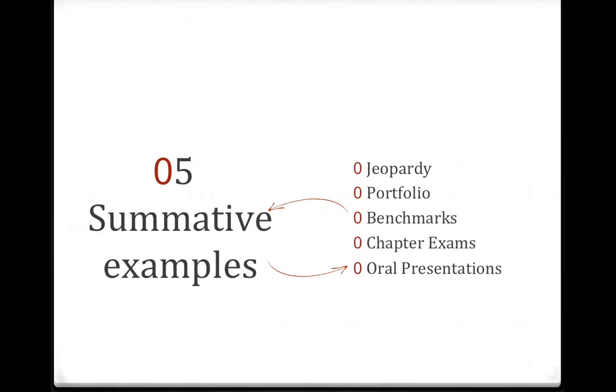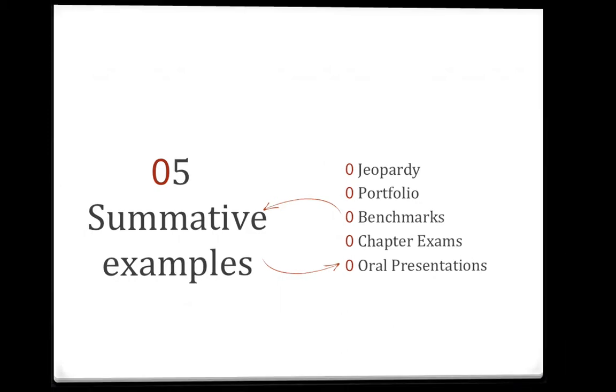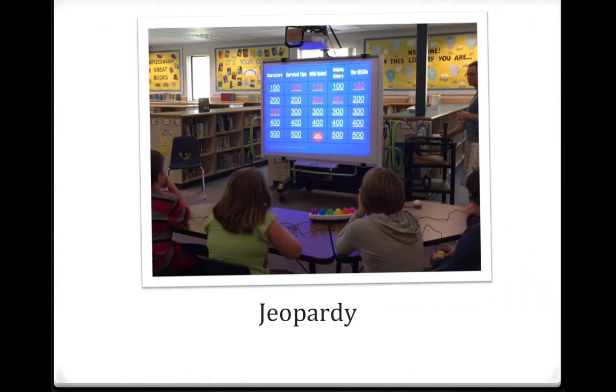Now these are my 5 summative examples: Jeopardy, portfolio, benchmarks, chapter exams, and oral presentations. Jeopardy. The way Jeopardy works is you divide the class in 2. The group would pick a category and point value, and the question will appear. The students must then give the answer in the form of a question before clicking again to reveal the correct answer. This can help students memorize vocabulary words or mathematical problems.